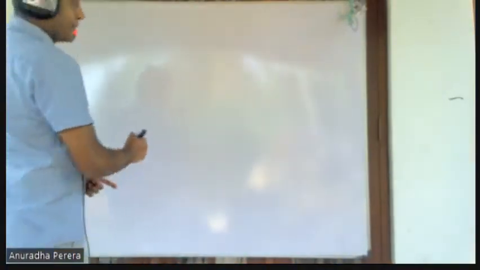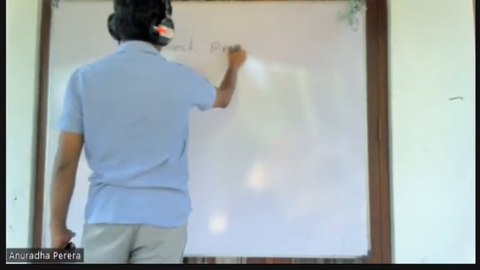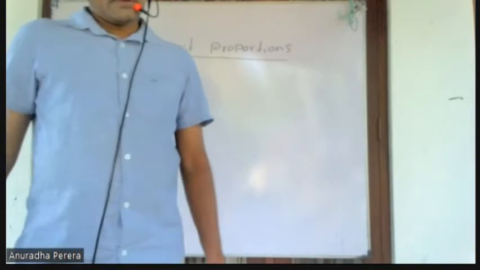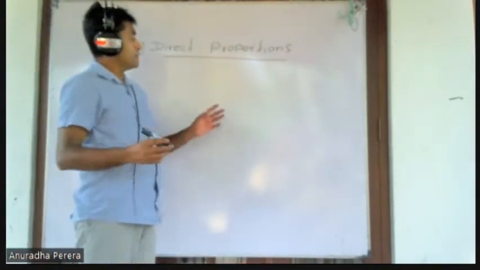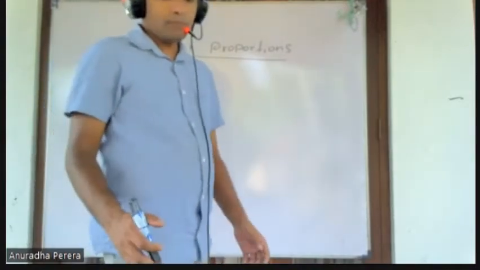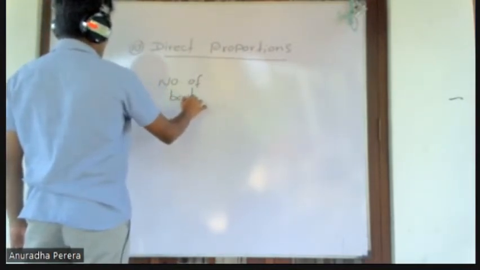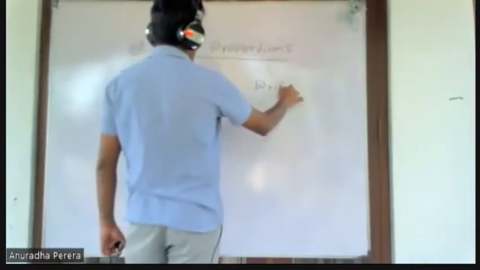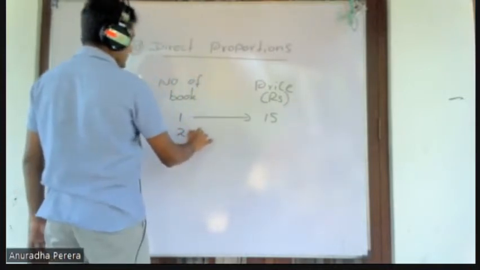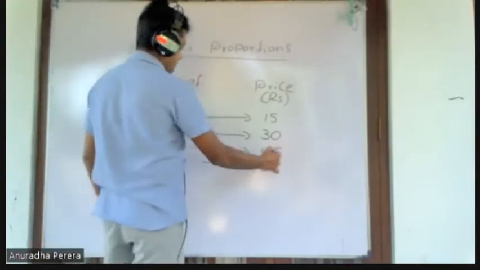Right. Lesson number 10. Direct proportion. First of all, we have to identify what this direct proportion is. As an example, the price of a book and the number of books. If the price of a book is 15 rupees, the price of 2 books is 30 rupees, the price of 3 books is 45, and the price of 4 books is 60 rupees. Right?